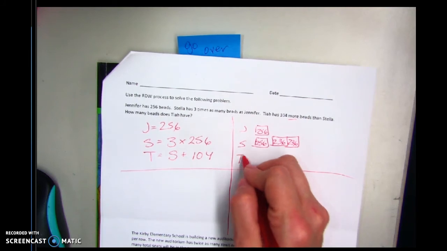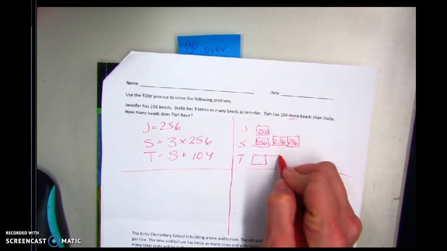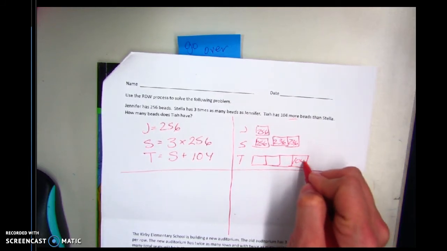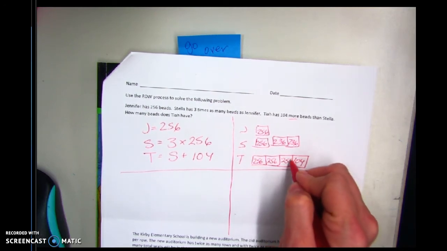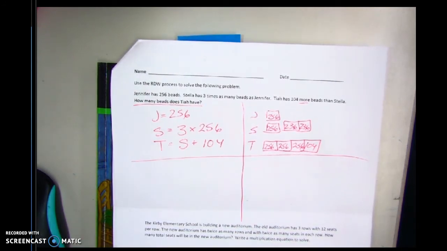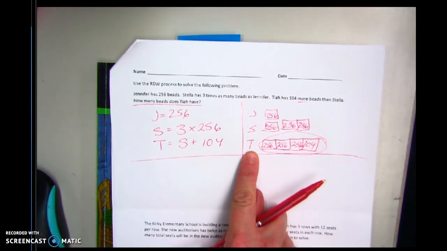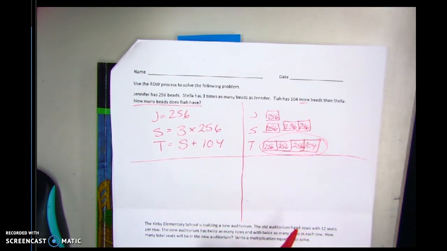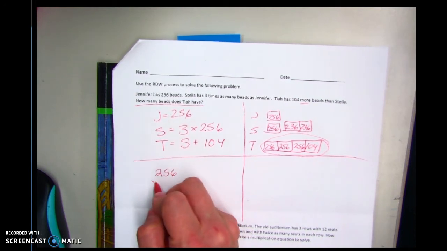And then to find Tia, I have to have 256 3 times plus 104. Now, in the end, how many beads does Tia have is my question. So really, all I have to solve for is this problem right here. I don't have to add all of them together this time. I'm not worrying about that. So I'm going to do 256 times 3.